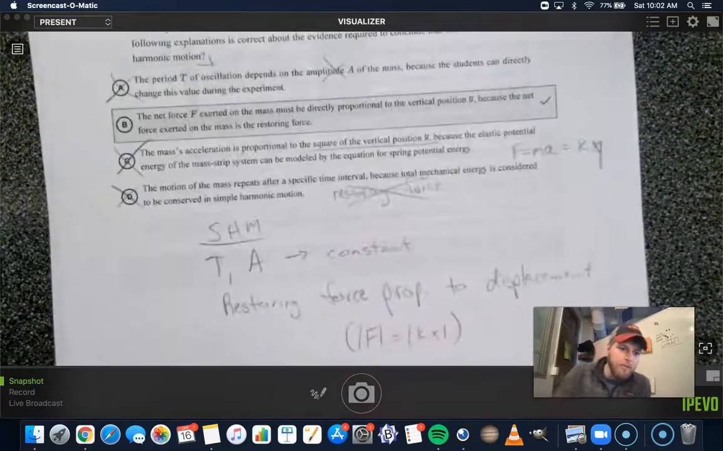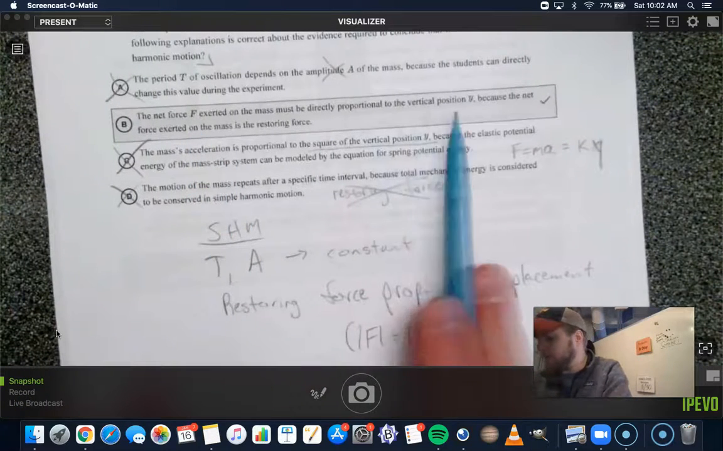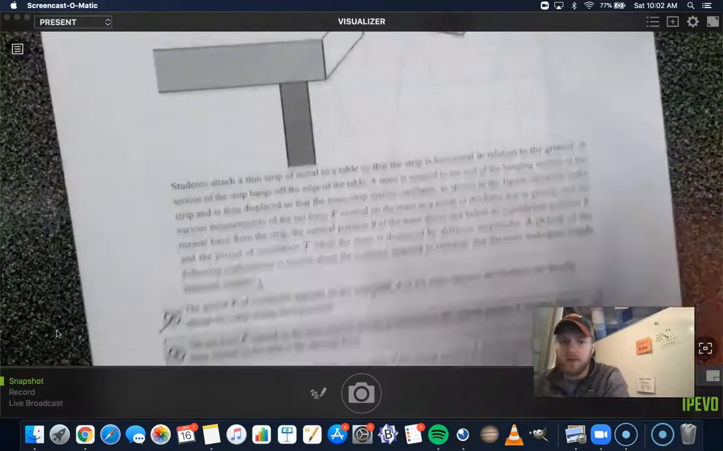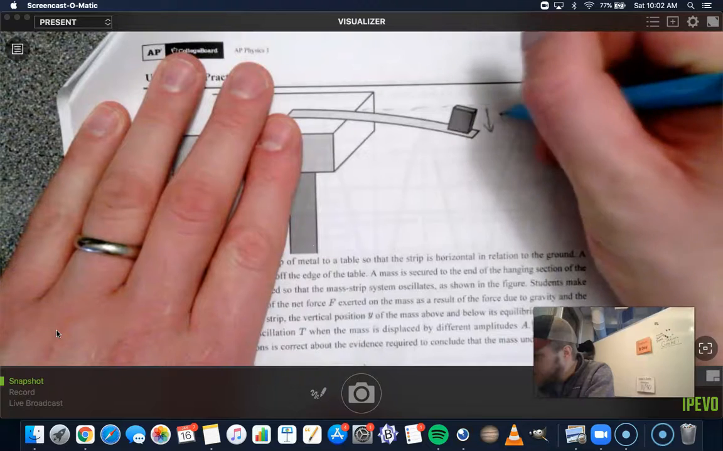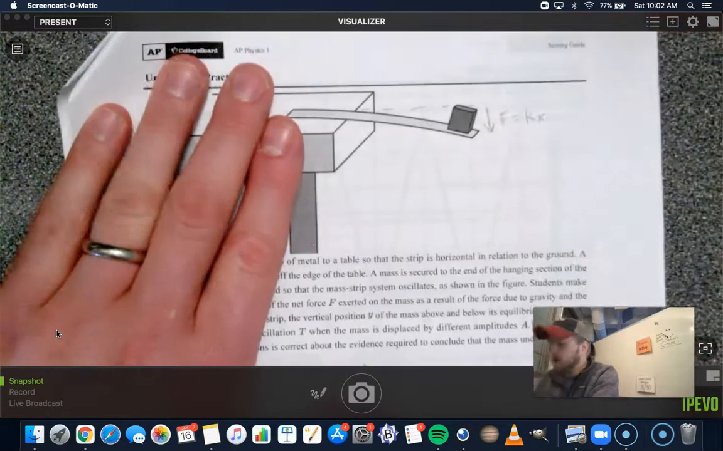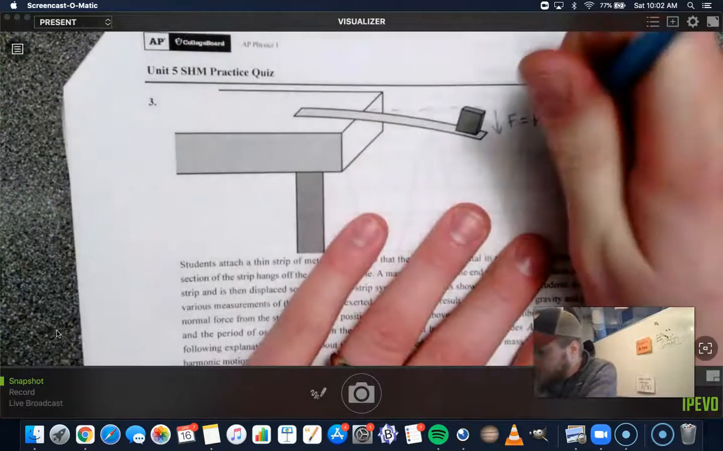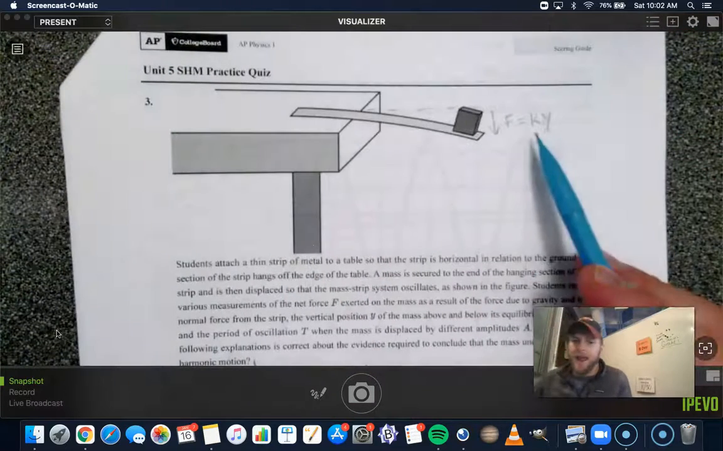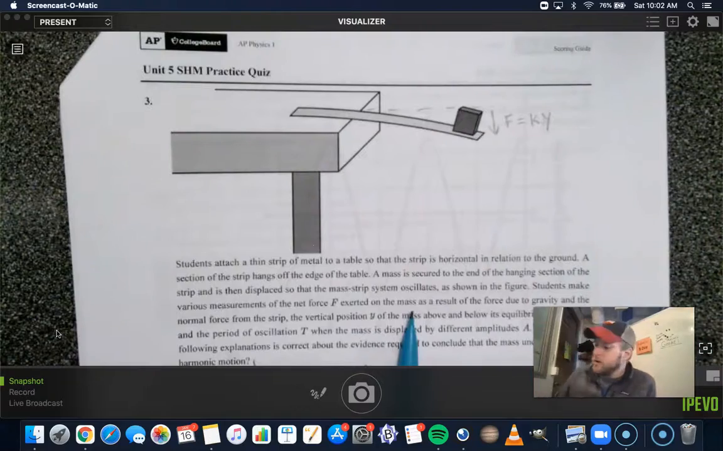Now let's actually talk about why B. This one mentions that the F is directly proportional to the vertical position y. That's basically just saying this thing follows its own weird Hooke's law. So in other words, as I displace it, as I apply a force down, that force is proportional to its displacement. Or rather, let me change that to a y. Okay? When we say proportional to, we just mean that k, that spring constant, would be the stiffness in our bendy piece of metal. So there you have it.